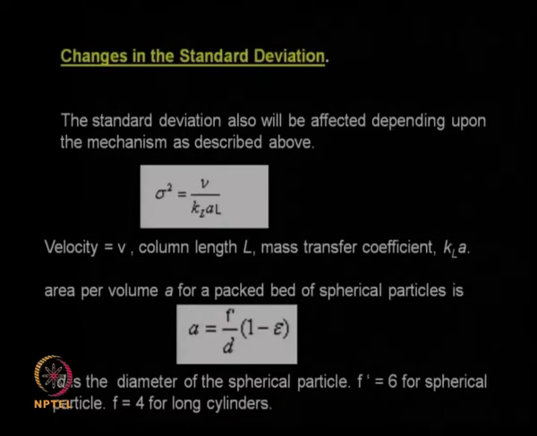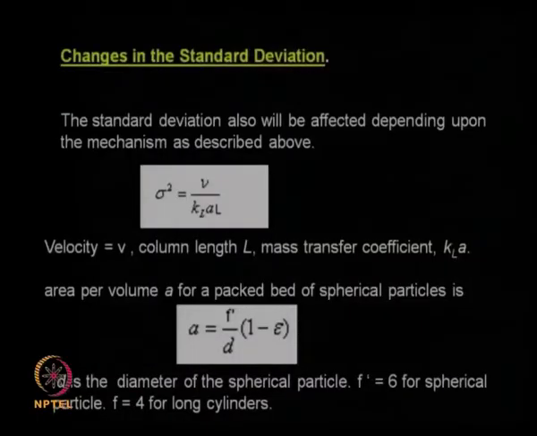Now let us again go back to our Gaussian distribution or normal distribution for our chromatographic peak. So we said the chromatographic peak looks like a Gaussian shape with the retention time and a standard deviation. Now the standard deviation can keep changing depending upon the type of mechanism. For example, in the previous case we talked about mass transfer controlling. We said KLA is the mass transfer rate, and C minus C star is the driving force, right.